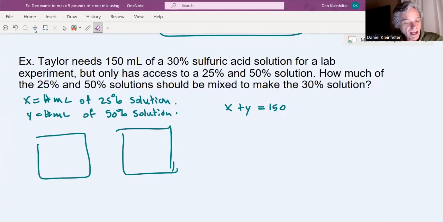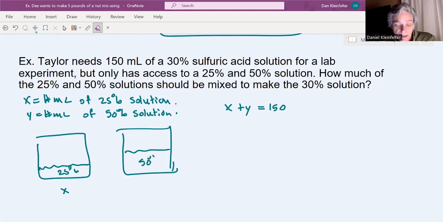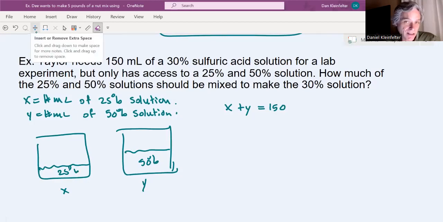So we have these two things that we're combining. The first one, we have a 25% solution. We have x total milliliters of it, out of which a quarter, or 25%, is the actual acid, and the rest is water or whatever. For the other one, we have a 50% solution, so it's half acid and the other half is water, and we have y milliliters of it. So we're combining these two things, the x plus y, and that needs to make the 150 total milliliters of liquid.